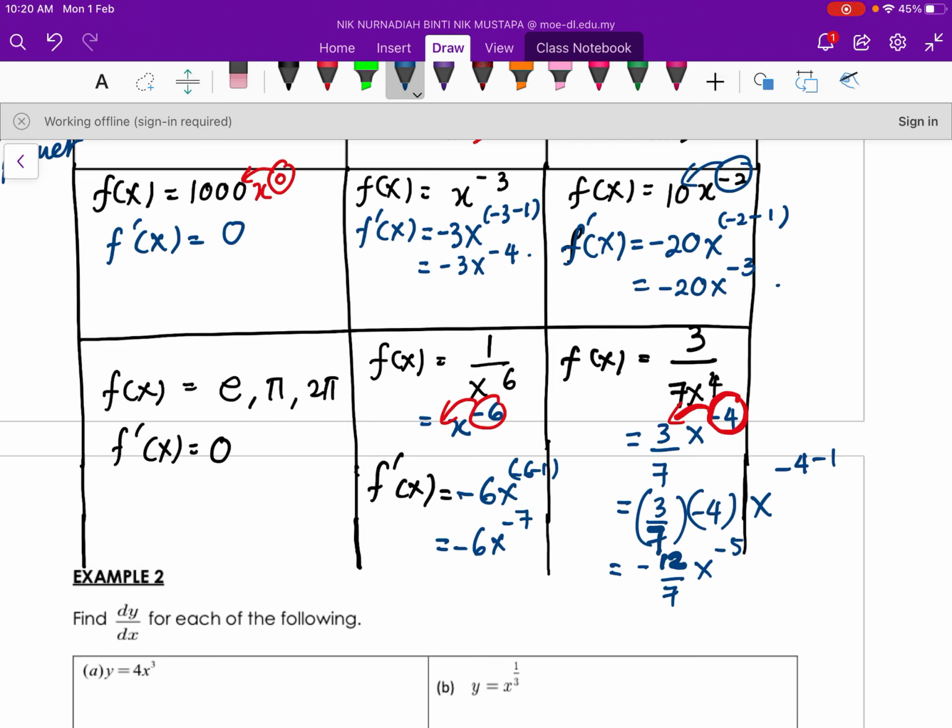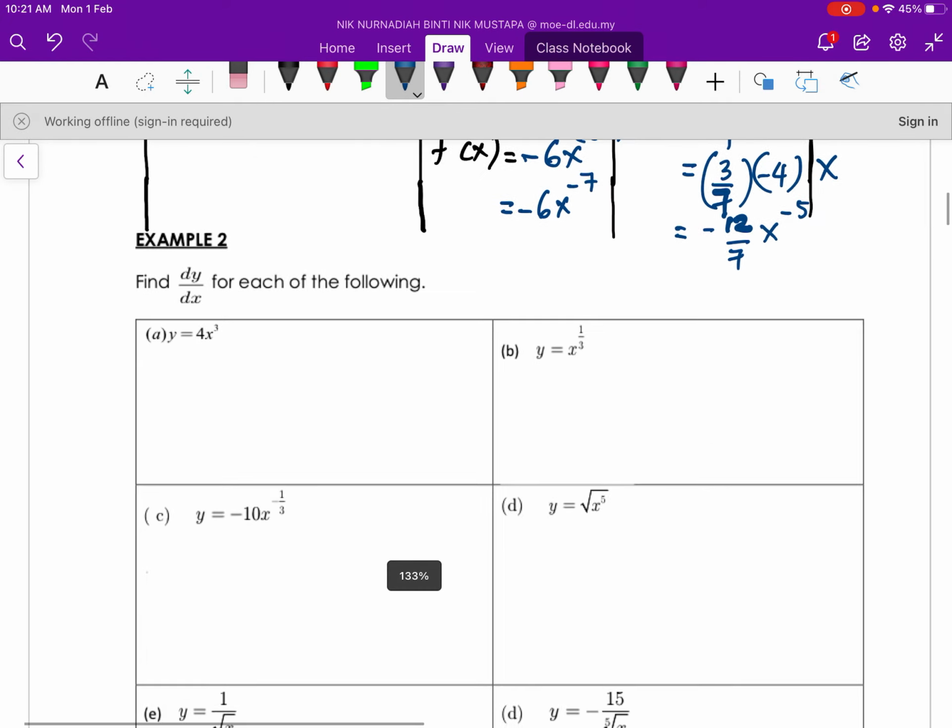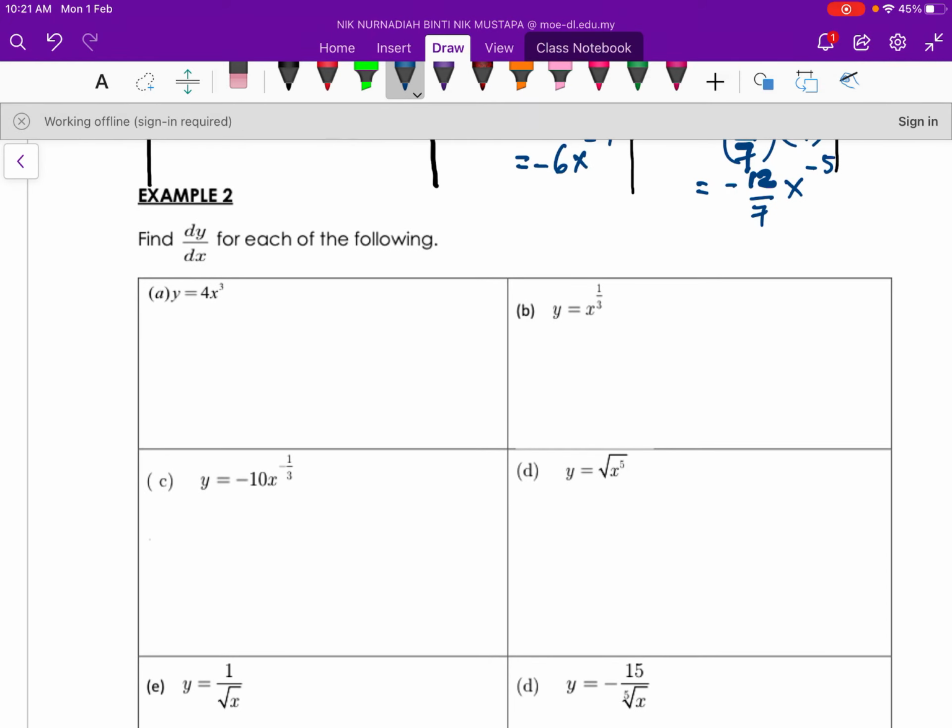Remember, bring down power, reduce power. Lantak lah, nak cakap apa benda lah media ni. So kan you all boleh ingat.